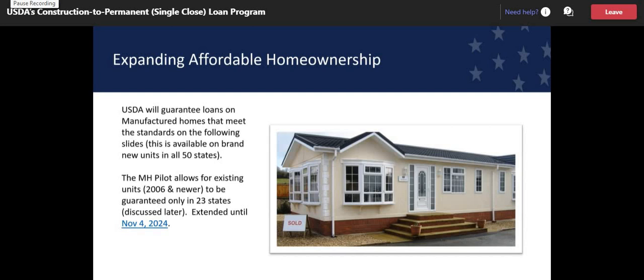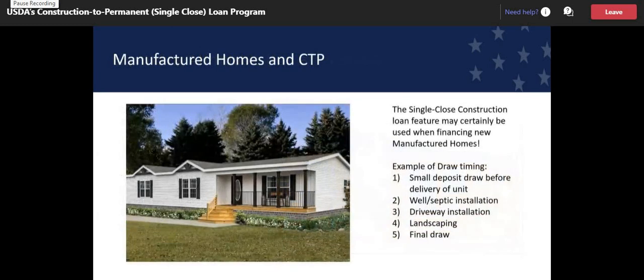Just a side note, we do have a pilot going on right now for existing manufactured homes in 23 states, and those will be listed a little bit later, for existing manufactured homes built in 2006 or later. Okay, so just keep that as a footnote. That has been extended until November the 4th of this year. So, like I mentioned, the single close construction loan feature may certainly be used when financing new manufactured homes. So, example of the draw timing.